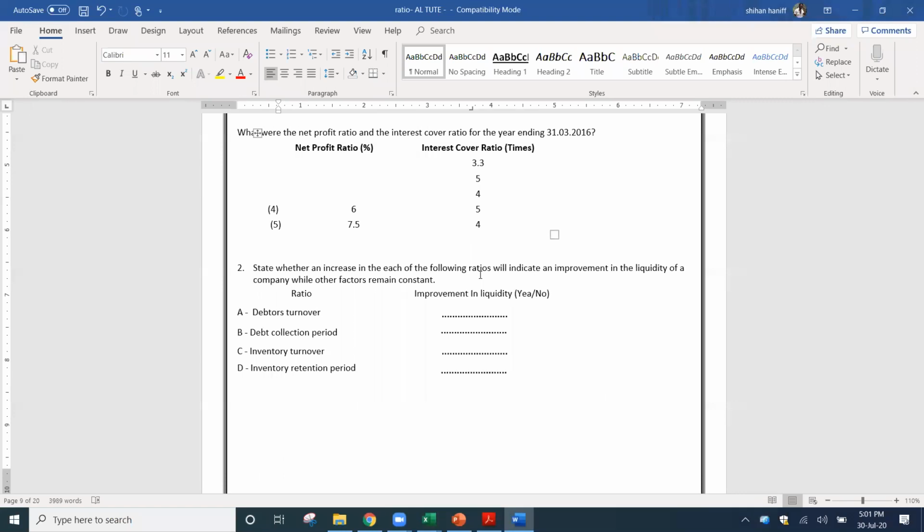State whether an increase in each of the following ratios will indicate an improvement in the liquidity of a company while other factors remain constant. They are asking whether an increase in each of the following improves liquidity. If we increase the debtors turnover, what happens to the liquidity of the company?